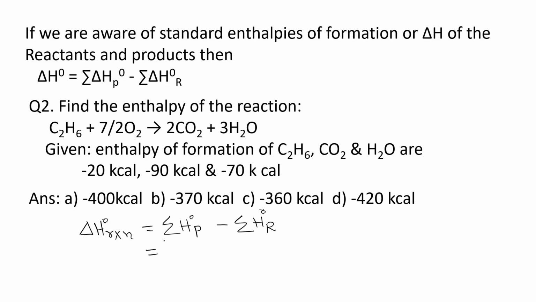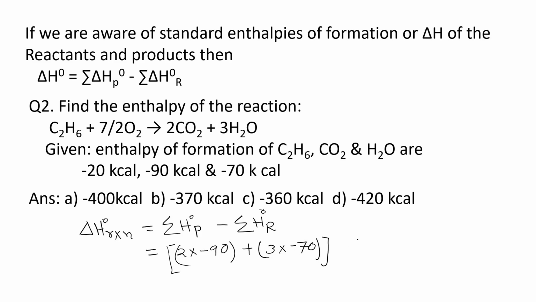What are the products? Carbon dioxide, 2 moles of carbon dioxide. Carbon dioxide value is minus 90. That is 2 into minus 90. Then plus, what is the other product? The other product is water, 3 moles of water. Water value is minus 70. That means 3 into minus 70. Okay, this is my product.